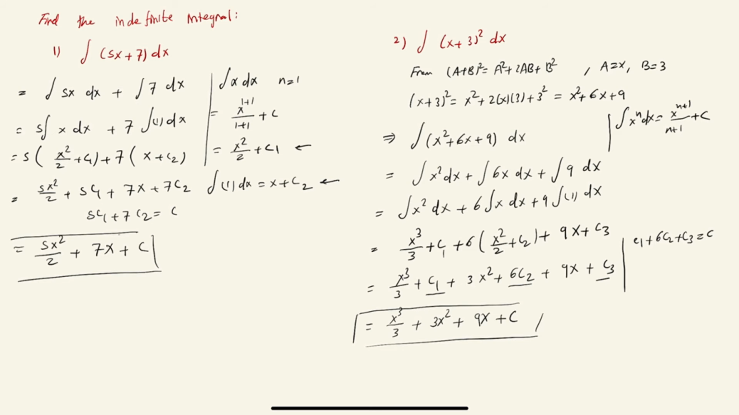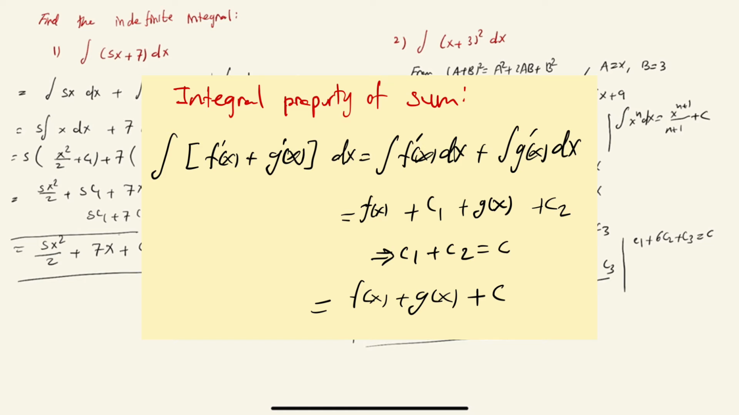Notice in here we have a shortcut for c. So this is what we did. For part 1 and part 2, we use the integral property of sums. In this case we have two functions. So the integral of the sum of two functions is going to be the integral of the first function plus the integral of the second function. The result of the first integral is the antiderivative f of x plus c1, and the result of the second integral is g of x plus c2. Now what we did is we added these c's together, c1 plus c2 equal to c, and therefore the result is f of x plus g of x and then just plus c.